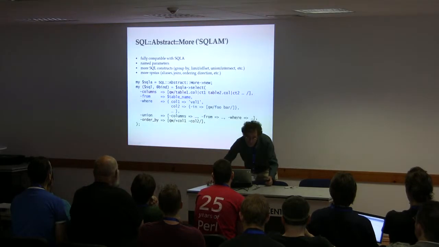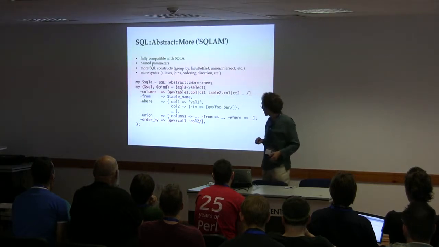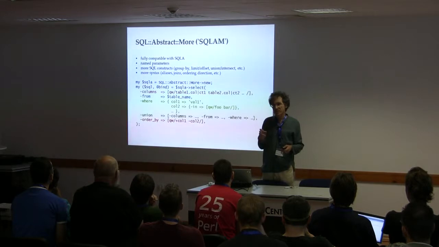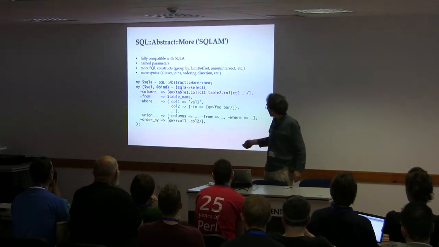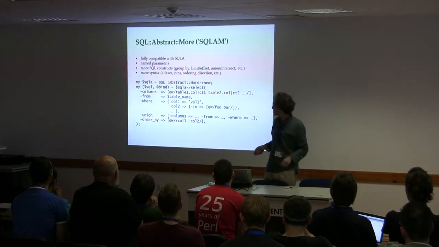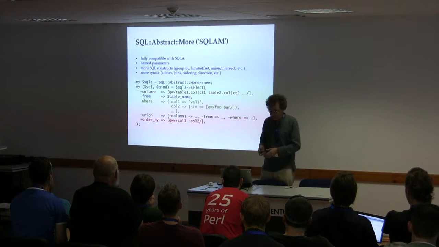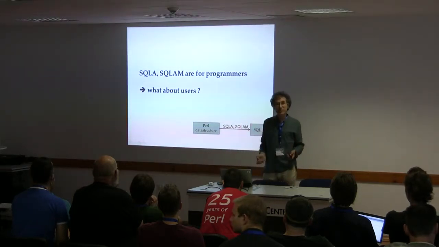Okay, SQL Abstract More is a subclass of that, which adds a couple of things. It adds named parameters. So instead of positional parameters where you have to give the exact number of parameters, you can here have named ways to associate the values. And there are a couple of extensions like support for unions, intersections, and so on. So these are both nice modules for programmers.